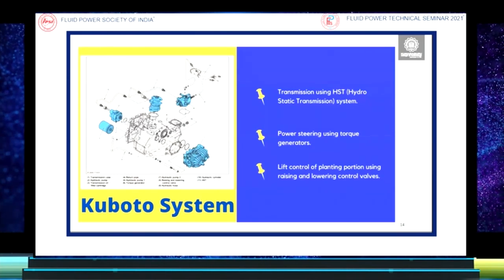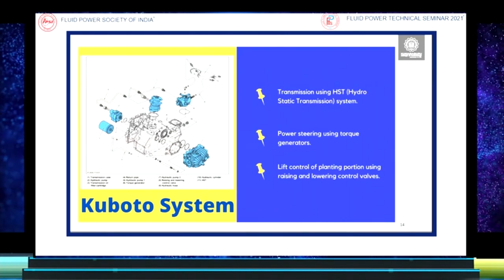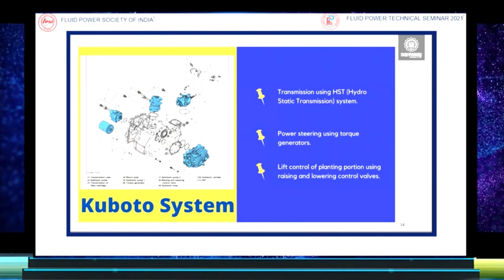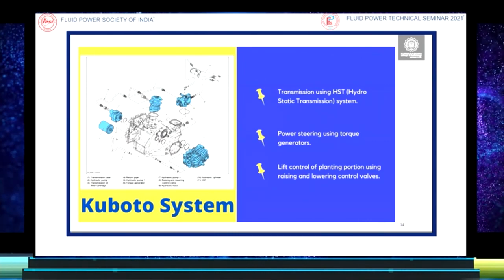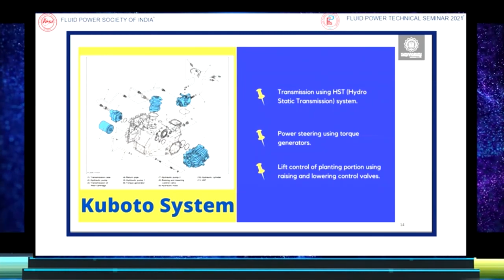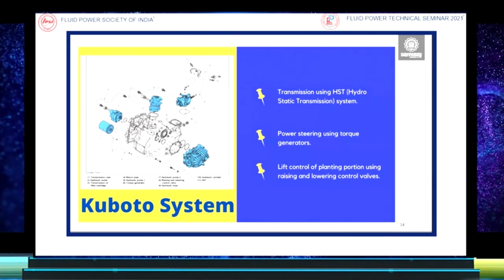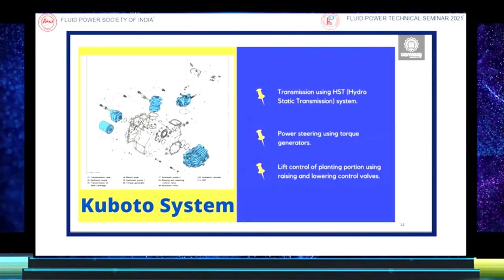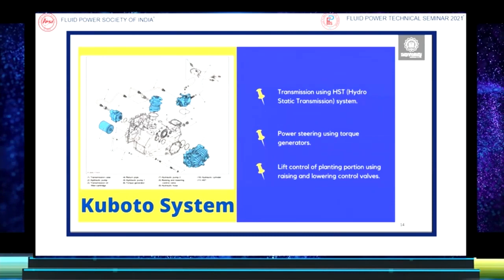Our first challenge was to understand how the transmission system works in the Kubota transplanter, which we have chosen and are retrofitting. One is the hydrostatic transmission, which boosts the process and maintains constant power. The second is a torque generator, which is also a kind of hydraulic motor. Then we need an actuating mechanism for the transplanting mechanism. We have to lift it or change it, and define at what interval the transplanting has to be done. So all these things require extensive use of the hydraulic system. That is where we got stuck initially, and then we started working on it.